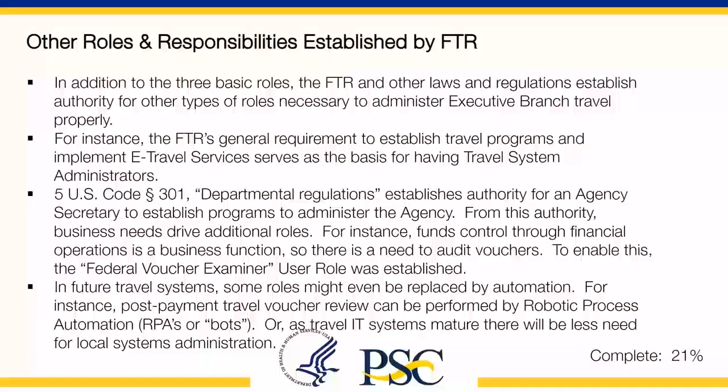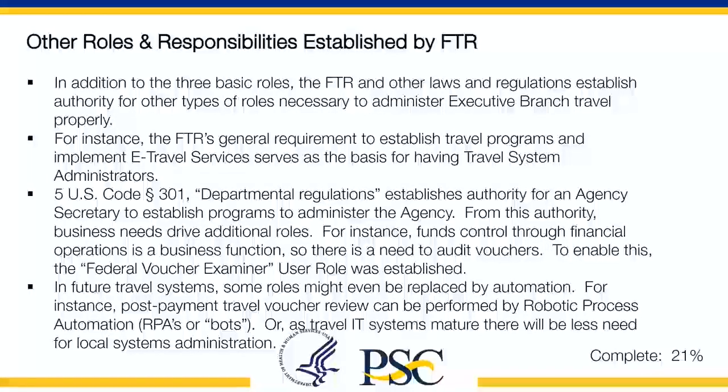In addition to the three basic roles, the FTR and other laws and regulations establish authority for other types of roles necessary to administer executive branch travel properly. For instance, the FTR's general requirement to establish travel programs and implement e-travel services serves as the basis for having travel system administrators. 5 U.S. Code Section 301, Departmental regulations, establishes authority for an agency secretary to establish programs to administer the agency.